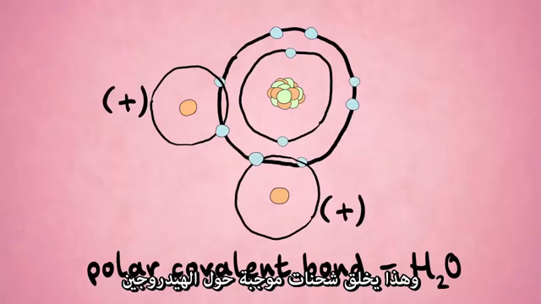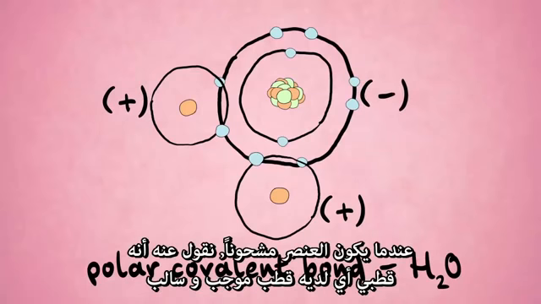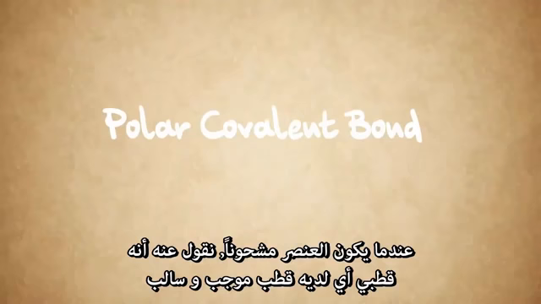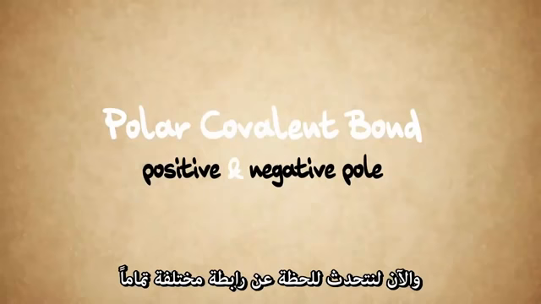This creates a slight positive charge around the hydrogens and a slight negative charge around the oxygen. When something has a charge, we say that it's polar. It has a positive and negative pole, and so it's a polar covalent bond. Now let's talk for a moment about a completely different type of bond, which is an ionic bond.